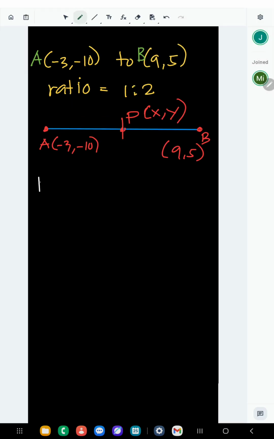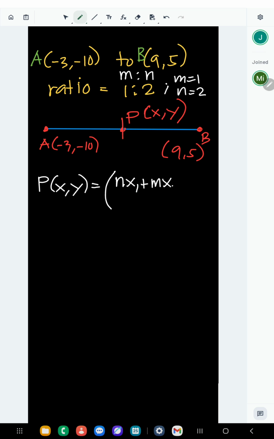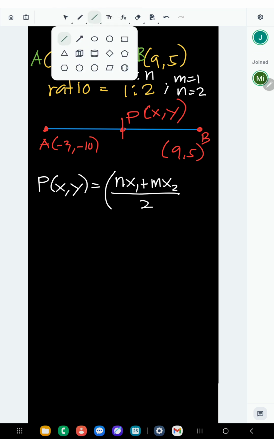So this is how we're going to solve it. Point P is just equal to the ratio. Okay, the ratio is m:n. So m here is equal to 1 and n is equal to 2. So this is how you're going to find the point P. So it's just n times x sub 1 plus m times x sub 2 over 2. Let me write it again.